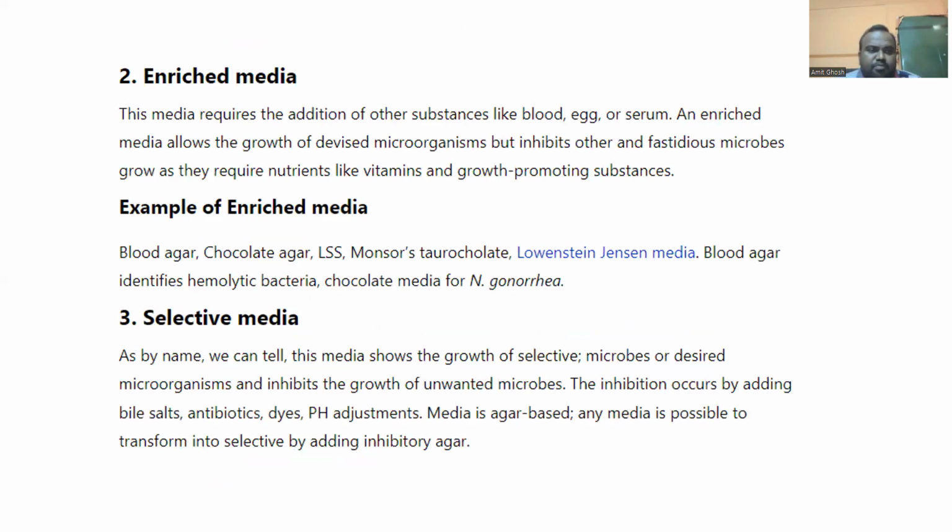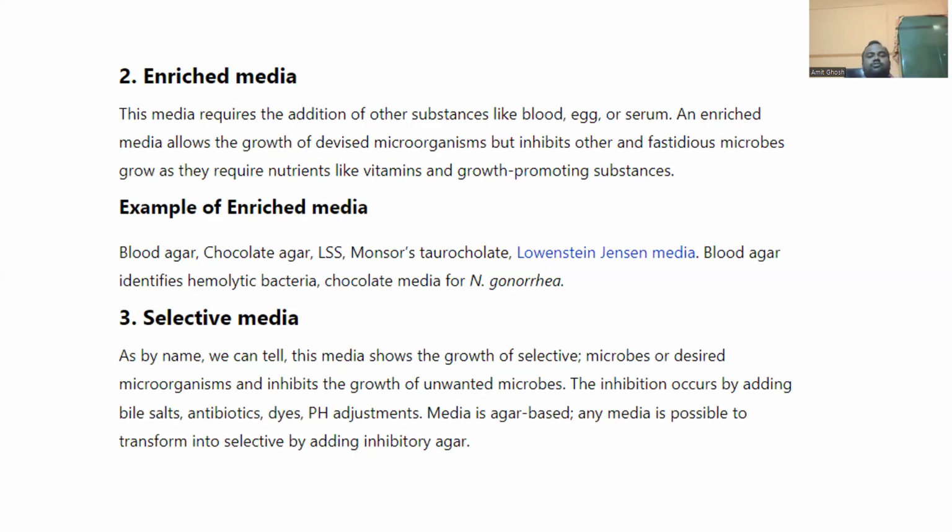Number 2 is enrichment media. This media requires the addition of other substances like blood, egg, or serum as per the requirement of the bacteria. Enriched media allow the growth of desired microorganisms but inhibit the others, and fastidious microbes grow as they require nutrients like vitamins and growth-promoting substances.